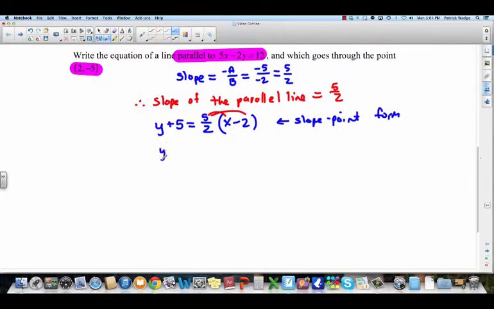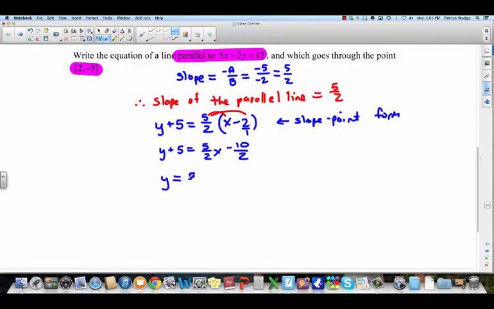So we still have y plus 5. We won't move the 5 yet. Equals 5 over 2 times x is 5 over 2x. And 5 over 2 times negative 2. Remember, that's the same as negative 2 over 1. So 5 times negative 2 is negative 10. And 2 times 1 is 2. Good. Now we'll move the 5 over.